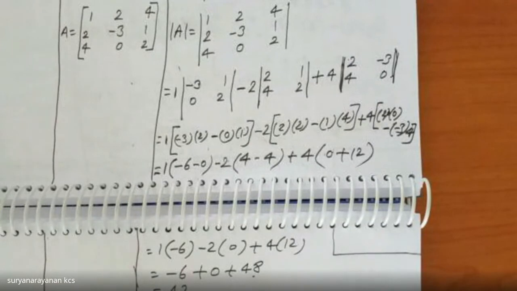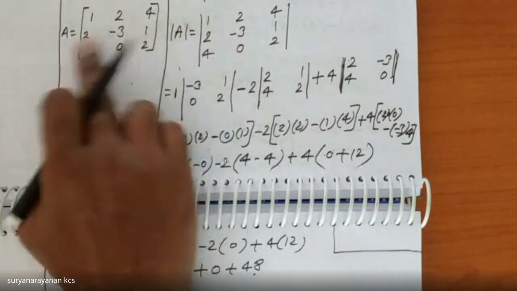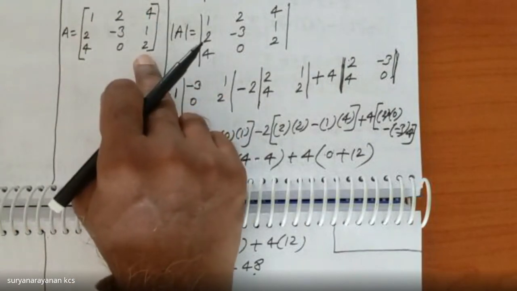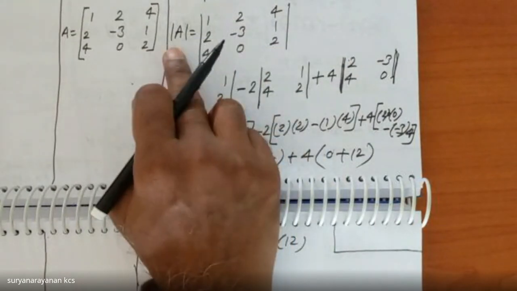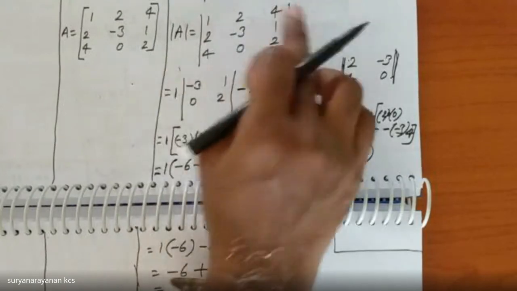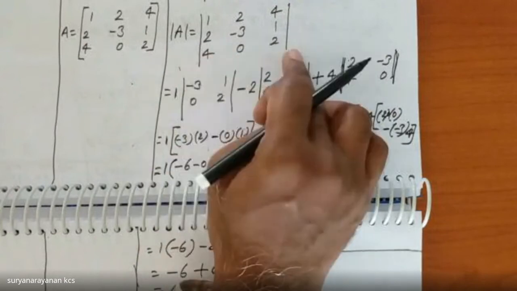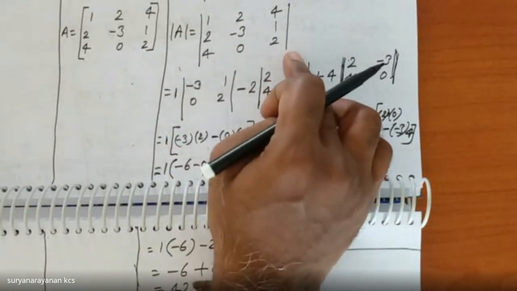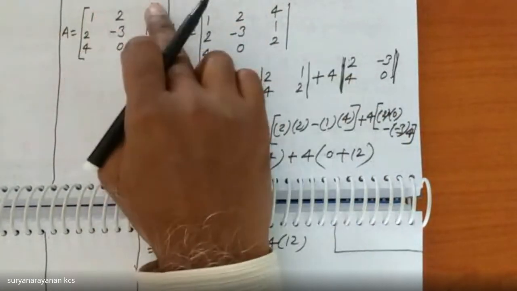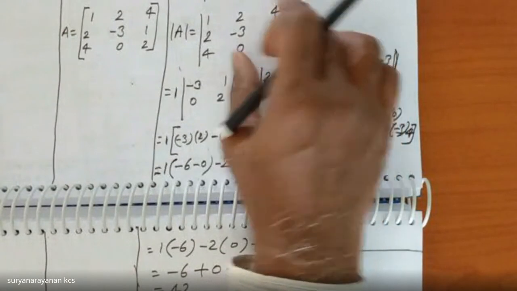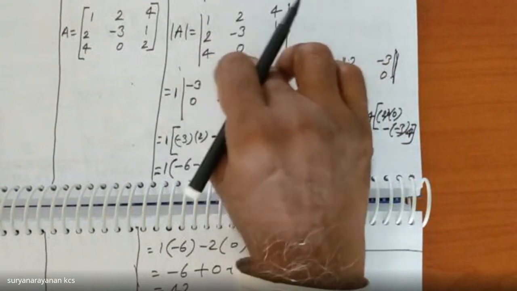Again, I will explain how to find the determinant of a matrix of order 3. This is a given matrix, a square matrix of order 3. We are going to find the determinant of this square matrix. So we keep the det symbol: det A is equal to, and here also we keep the det symbol. Please remember, these are det symbols, not a modulus symbol. In between the det symbol, write the matrix as it is: 1, 2, 4, 2, minus 3, 1, 4, 0, 2.